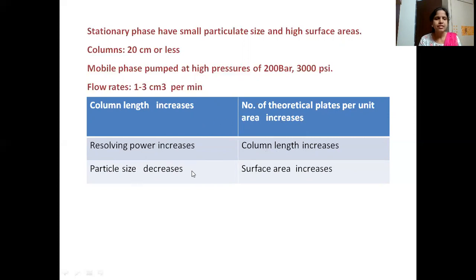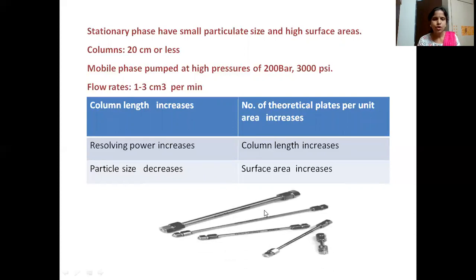And if the particle size decreases, so when you take very small diameter particles, the surface area will increase. Thereby you will get high resolution spectra with HPLC. So these are the columns that we generally use in HPLC. They are made up of steel. You can see they are obtained in various different lengths, and these are used in HPLC.